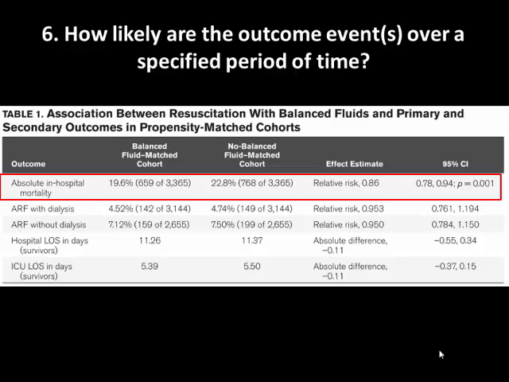For the secondary outcomes, there was no difference. Acute renal failure, there was no difference. In-hospital length of stay and ICU length of stay, both had no significant difference. There was some difference, but not significant.